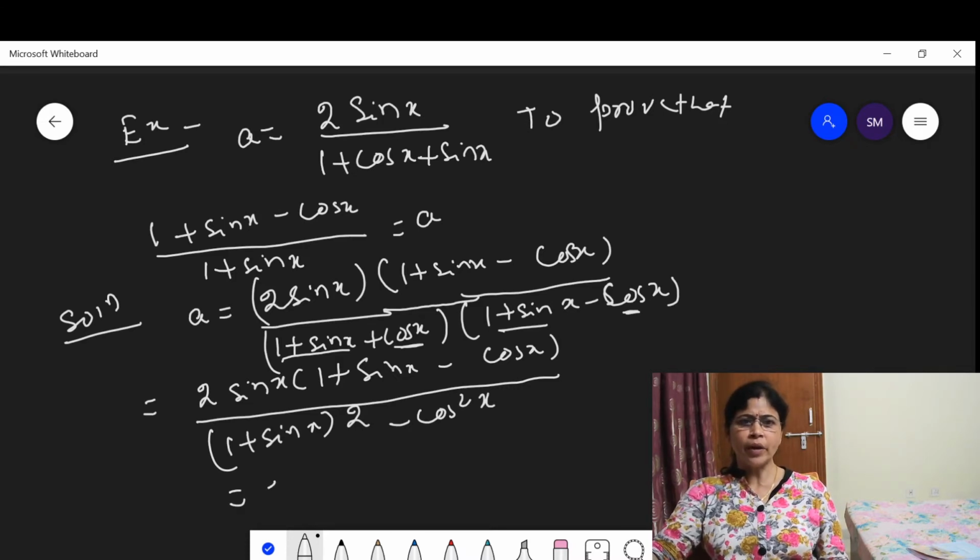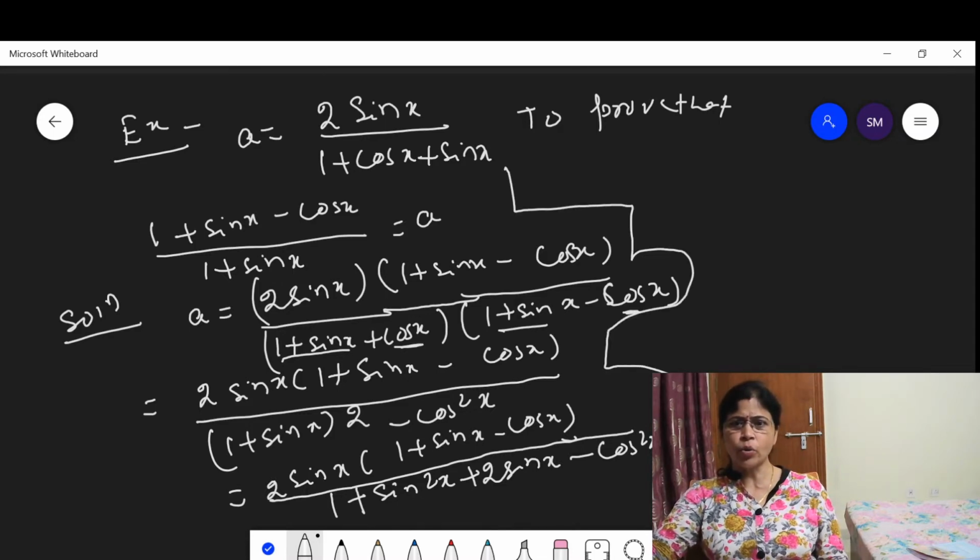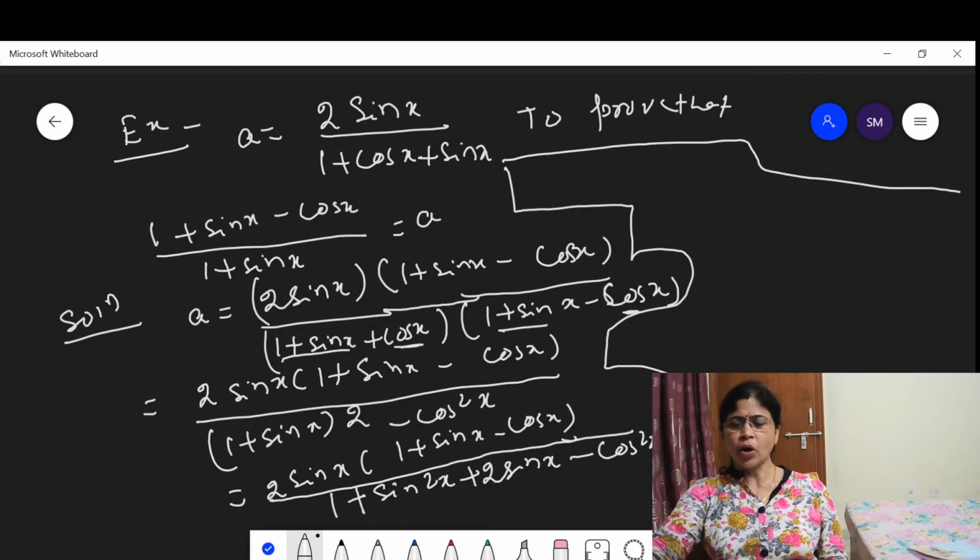Then keep the numerator as it is, 2 sin x into 1 plus sin x minus cos x, and the denominator is 1 plus sin x whole square. This is a plus b whole square, a square plus b square plus 2ab. Then the minus cos square x. Draw a line here and do it. If you draw lines it gives a clear solution, otherwise it will be messed up.